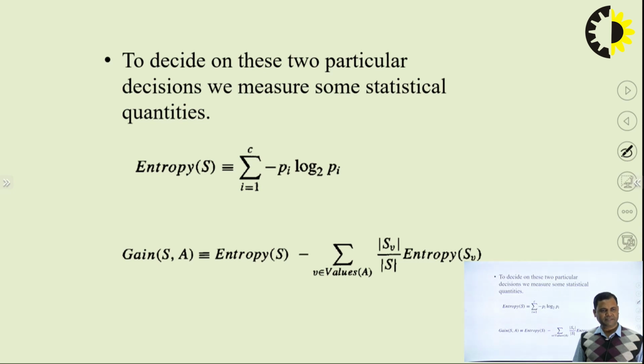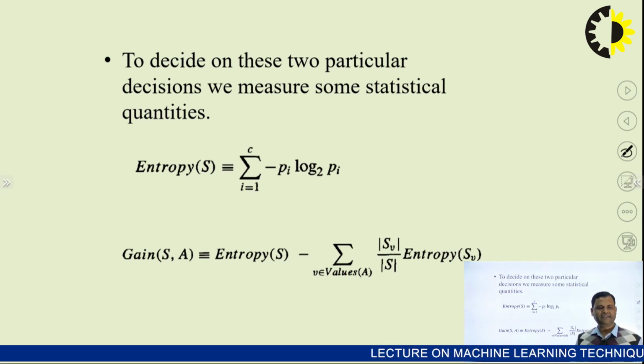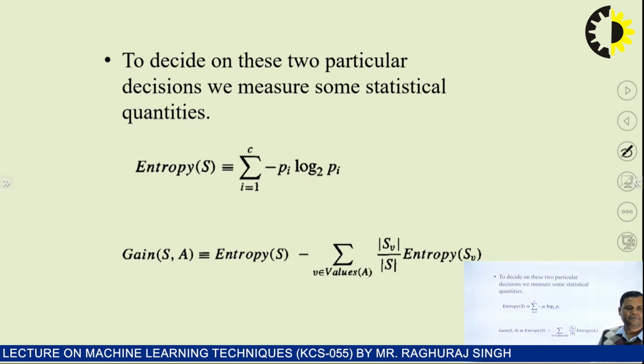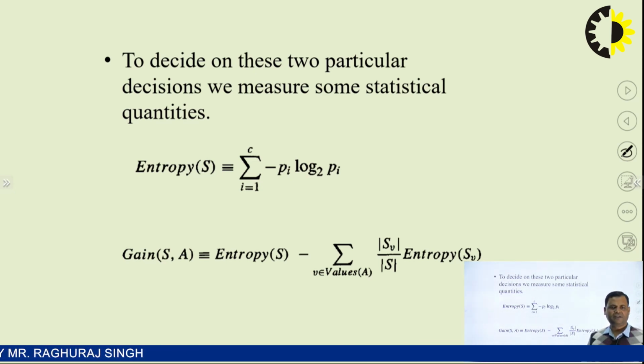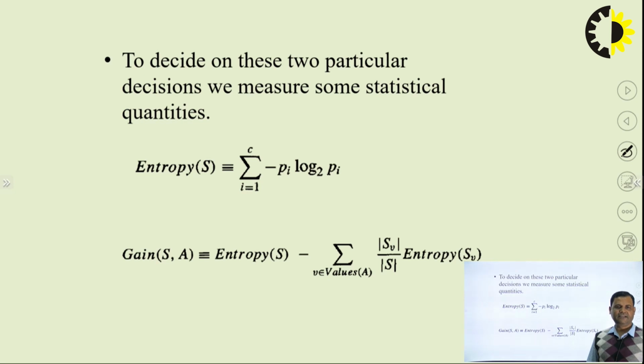Once we have calculated the entropy of the data set, we can find the information gain, defined as Gain(S, A). Here S is the data set and A is the attribute with respect to that data set, so we are getting the information gain of attribute A in data set S. It is defined as Entropy(S) minus the summation over v belonging to values of A of |S_v| divided by |S| times Entropy(S_v). This is the formula for calculating the information gain of an attribute in a decision tree.